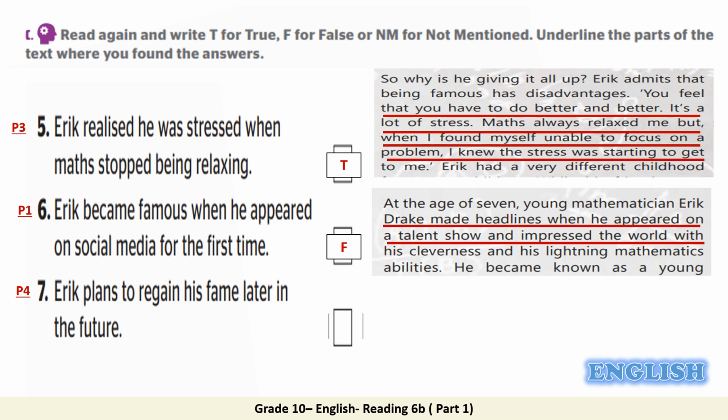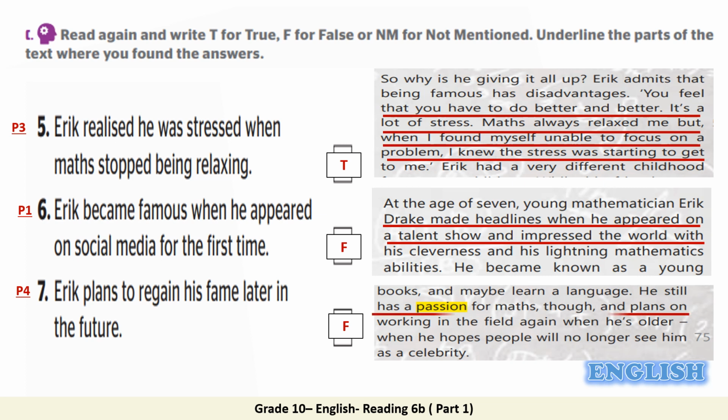The answer is, it is false. How come? As you can see here, he said that he still has a passion for math, though, and plans on working in the field again when he is older, when he hopes people will no longer see him as a celebrity. So he doesn't want to regain his fame. He wants that people will forget about him and will see him as an ordinary person.